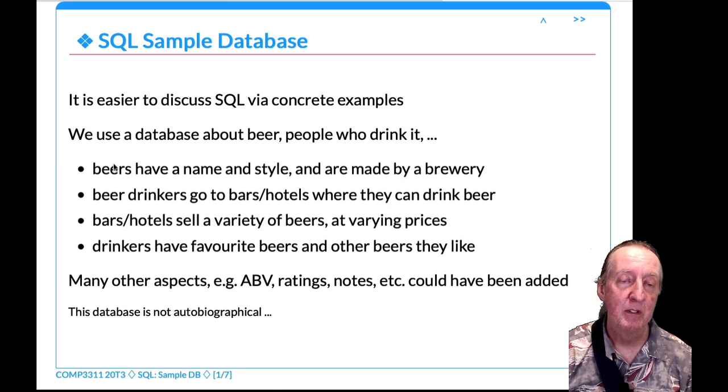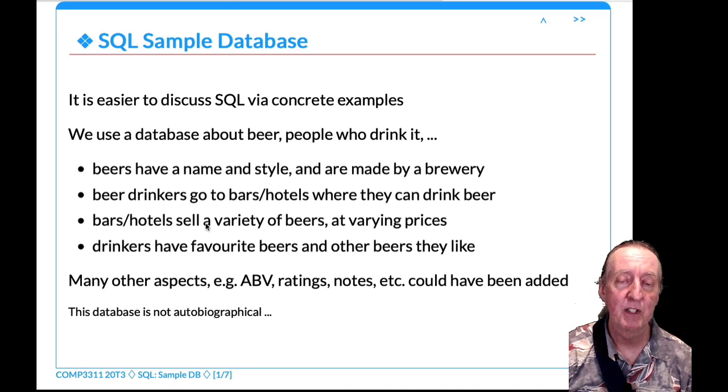So we're interested in beers, obviously. Beers have a name, beers have a style: IPA, lager, pilsner, whatever, and all beers are obviously made by a brewery. Beer drinkers, this is a database about beer and the people who drink it, obviously. Beer drinkers go to bars and hotels to drink beer.